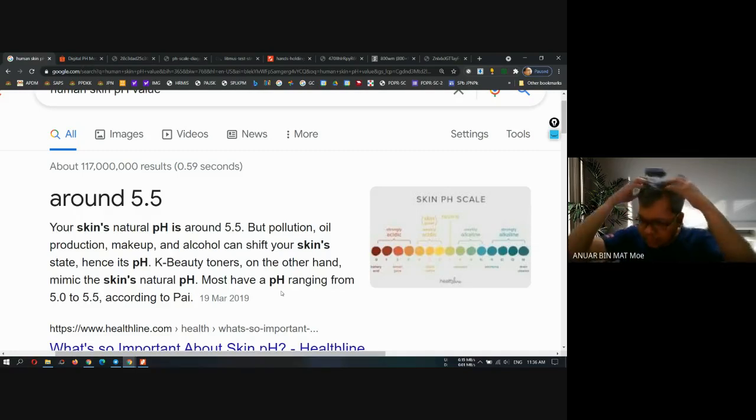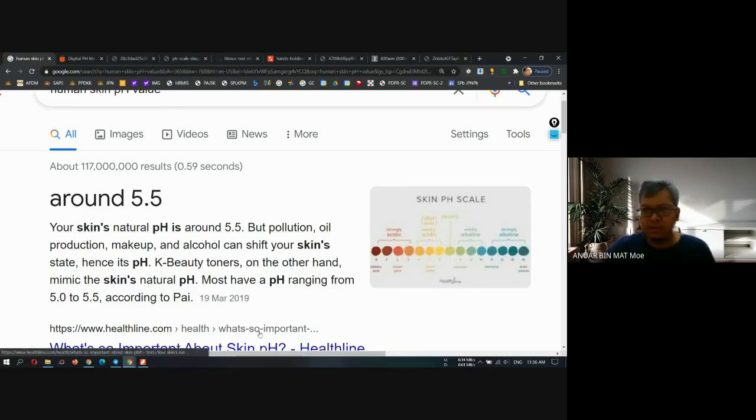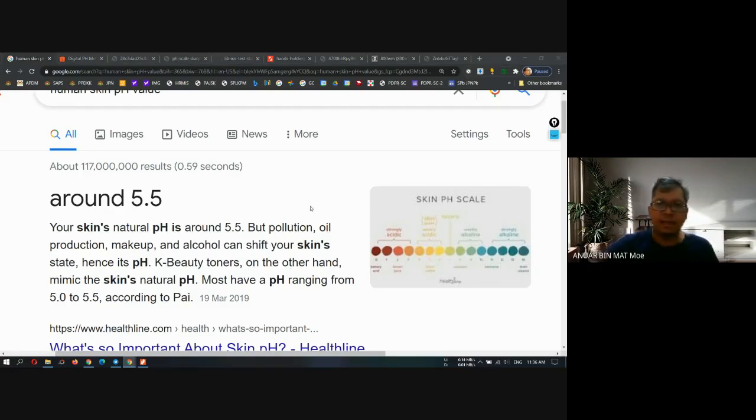Our scalp, the surface skin of our head, is also a little bit acidic. Okay, around 5.5. It is not neutral, right? Just a little bit acidic because we want to protect the body, maybe from the bacteria or from the viruses. Must be a little bit acidic.